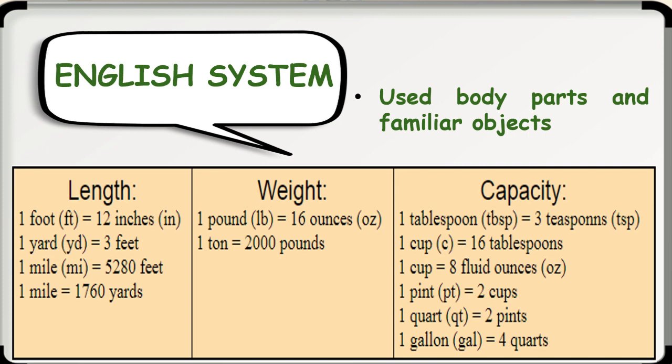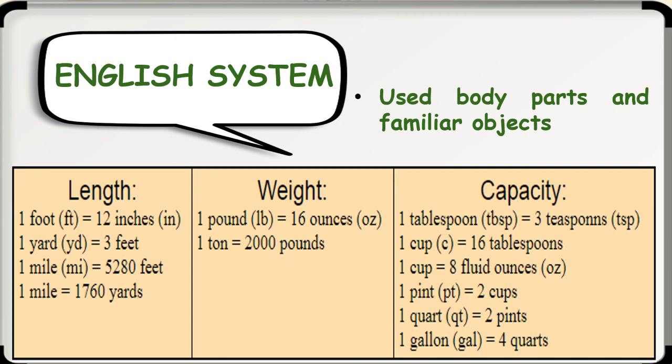Capacities were measured with household items such as cups, pails, baskets, or what were formerly called gallons. Obviously, this system allowed for discrepancies between measurements obtained by different individuals. A standard was eventually set to ensure that all measurements represented the same amount for everyone. Take a look at this table.